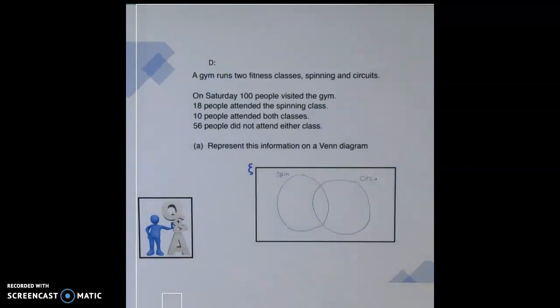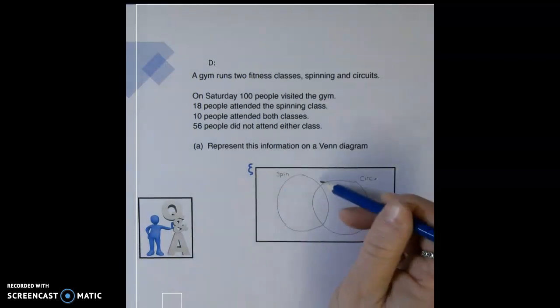So if I have spinning and circuits, okay, so we can start to fill our Venn diagram in. So we know that there are 100 people who visit the gym and 18 of those people attend the spinning classes. 10 people attend both the spinning and the circuits, and 56 people don't attend either class.